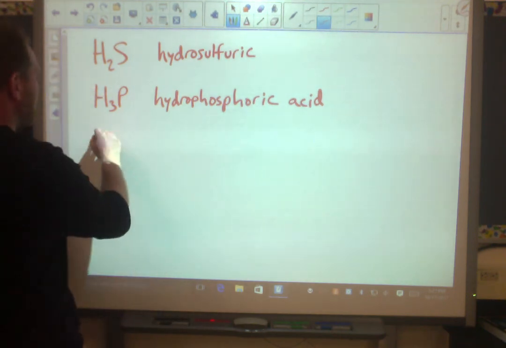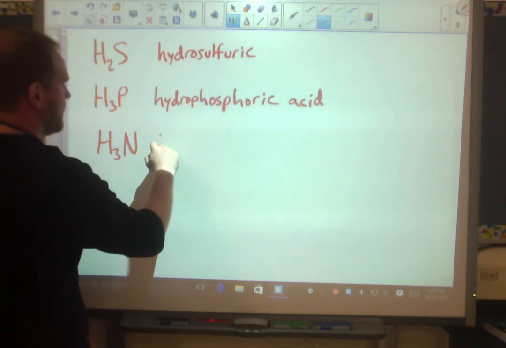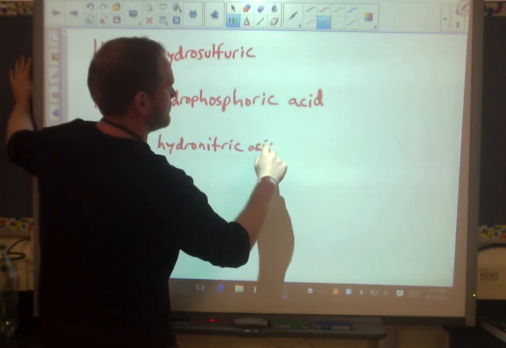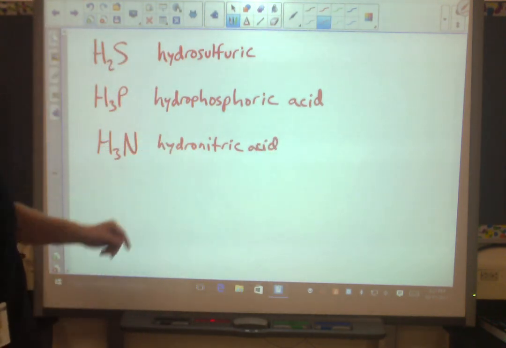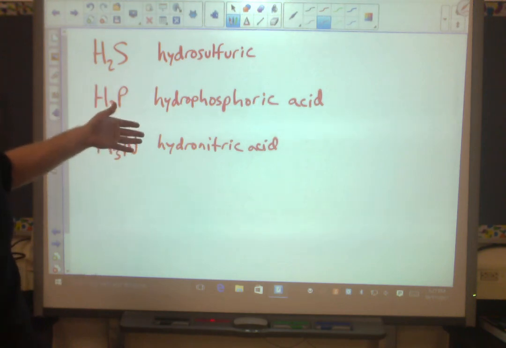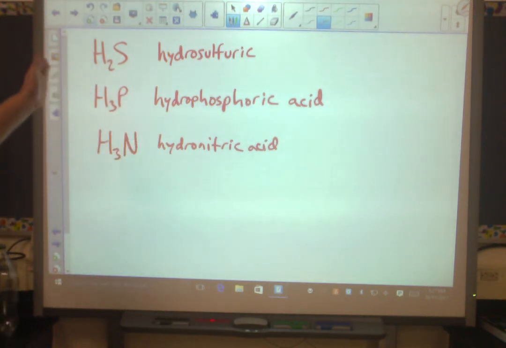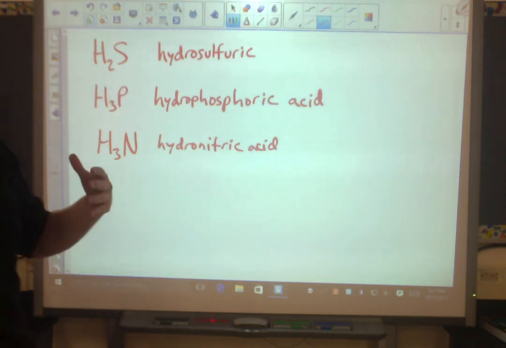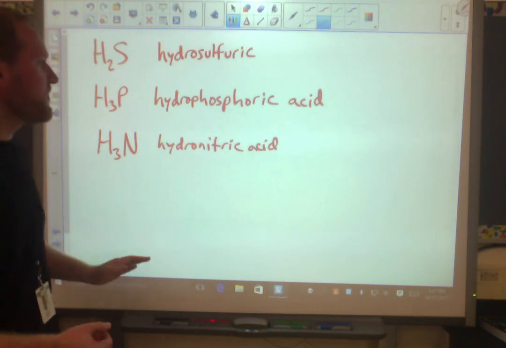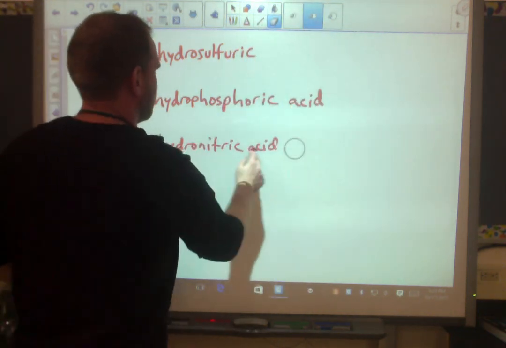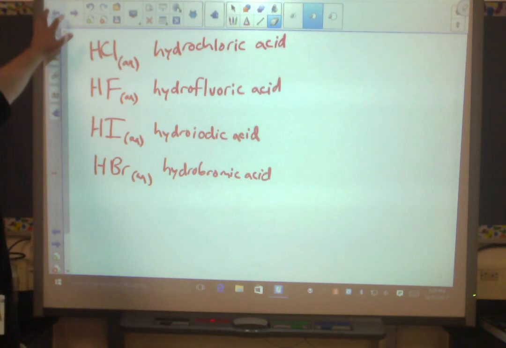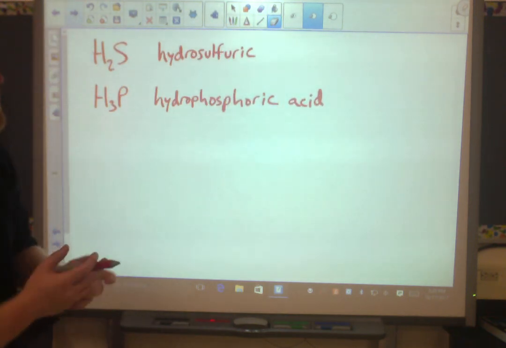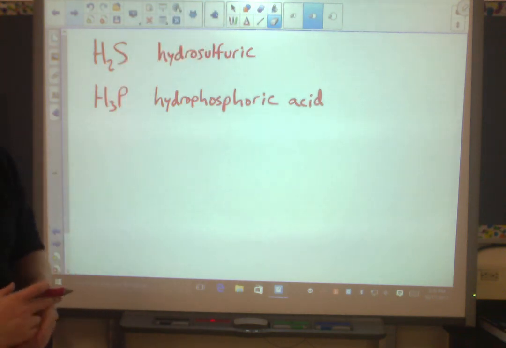Okay. Now there might be a couple more that you can encounter. If you have H3N, that's going to be hydronitric acid. This is not very common. You might not really see this one. If you have H bonded to selenium, it would be hydroselenic acid. I think hydroselenic. Again, there are some that are so rare you're really not going to encounter them. I say the real common binary acids you're going to come across are going to be the 4 halogens plus these 2. So be familiar with these. But you should be able to, in theory, name what the acids would be if it were another nonmetal.